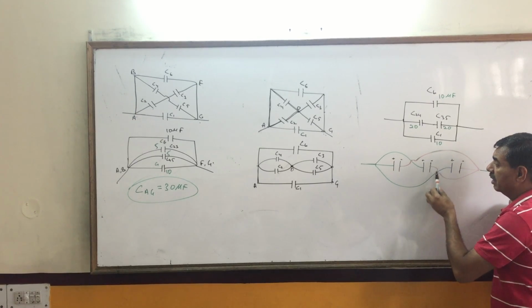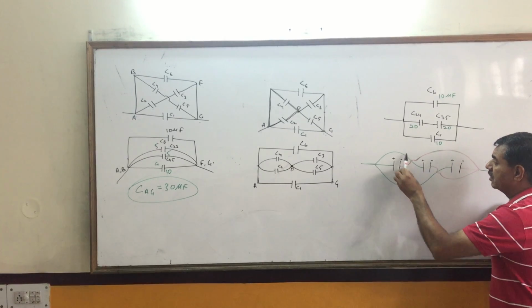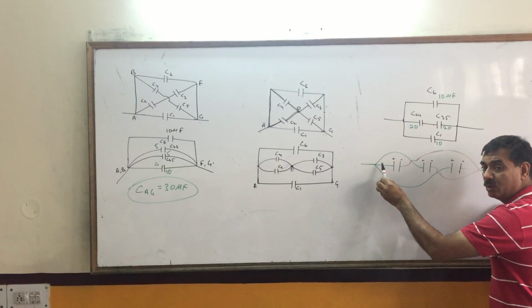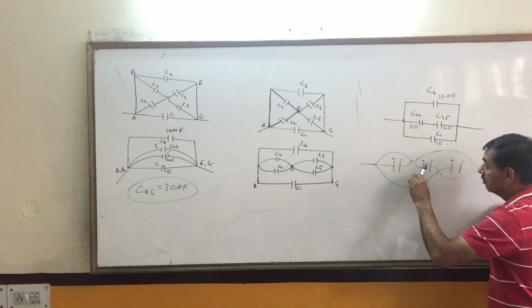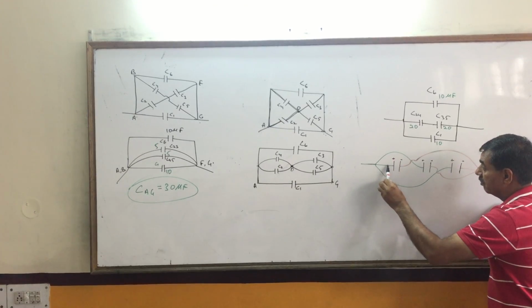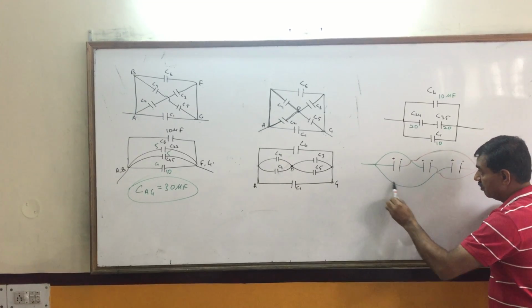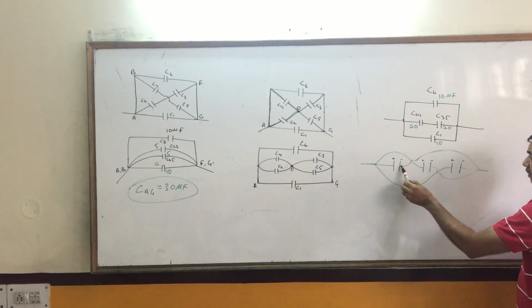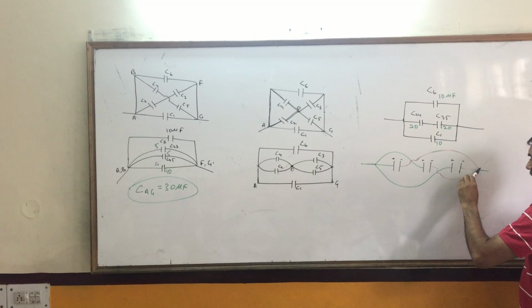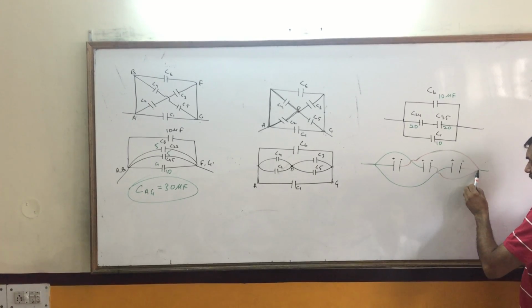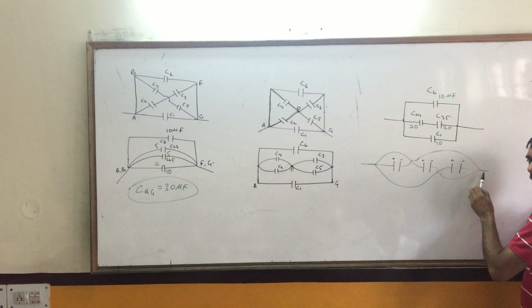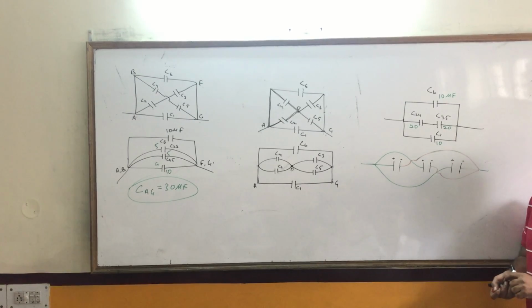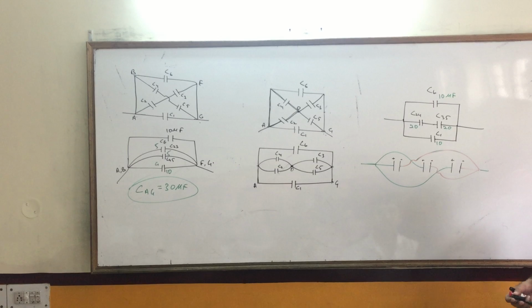All shown in green. All these plates are at the same potential. They are joined with the same 2 points. And these 3 plates are joined together. They are really in parallel. Very good one.